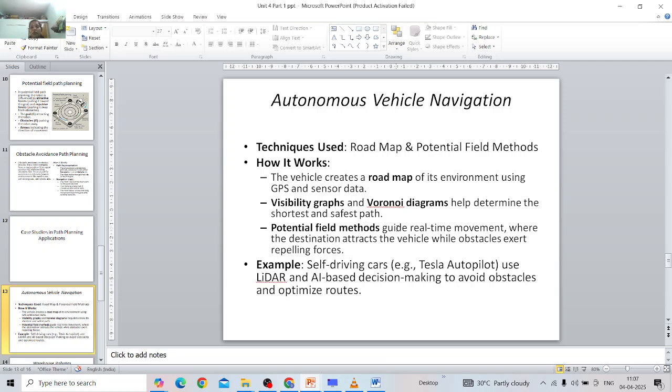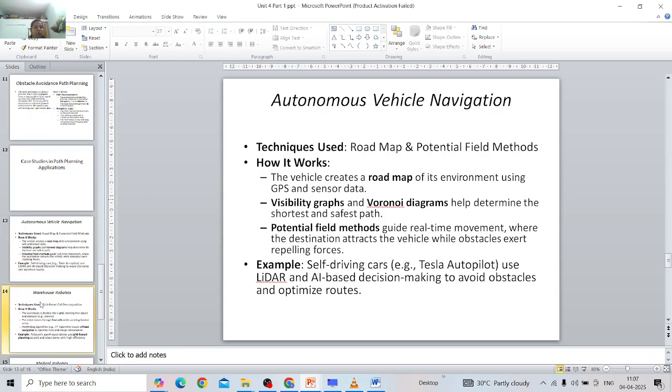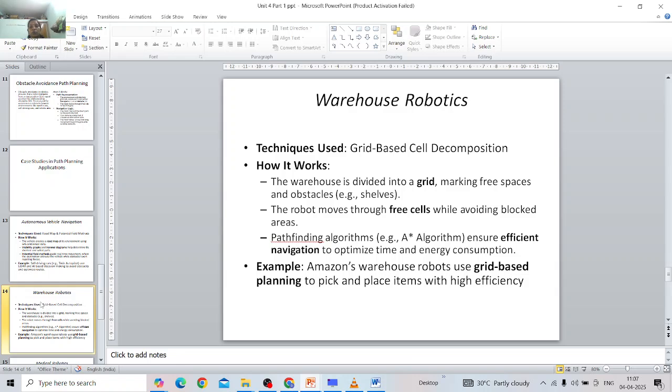And the potential field methods guide real-time movement where the destination attracts the vehicle while obstacles exert repelling forces, as we have seen already. Examples of autonomous vehicle navigation are self-driving cars, which use lidar and AI-based decision making to avoid obstacles and optimize routes. Example is Tesla Autopilot. The next one is warehouse robotics.